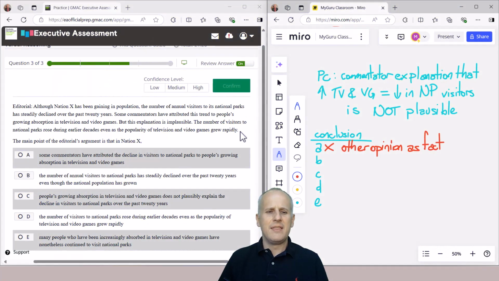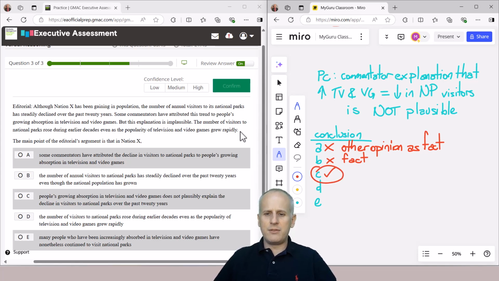Then choice B, the number of annual visitors to national parks has steadily declined over the past 20 years, even though the national population has grown. Well, again, this is just a fact, and therefore not our opinionated conclusion. We can eliminate B immediately. Then, choice C, people's growing absorption in television and video games does not plausibly explain the decline in visitors to national parks over the past 20 years. Ding, ding, ding. That is exactly what we expected.